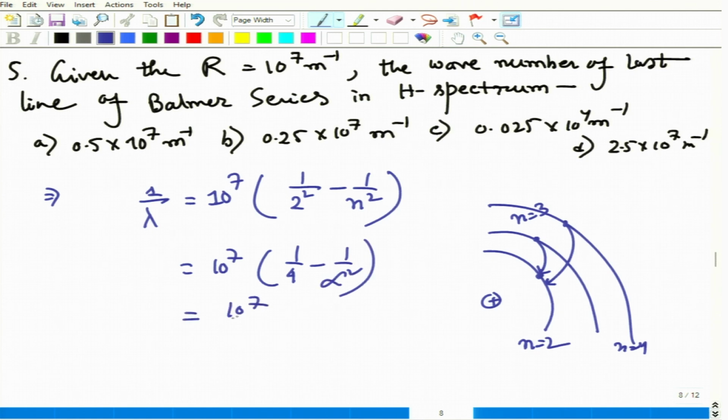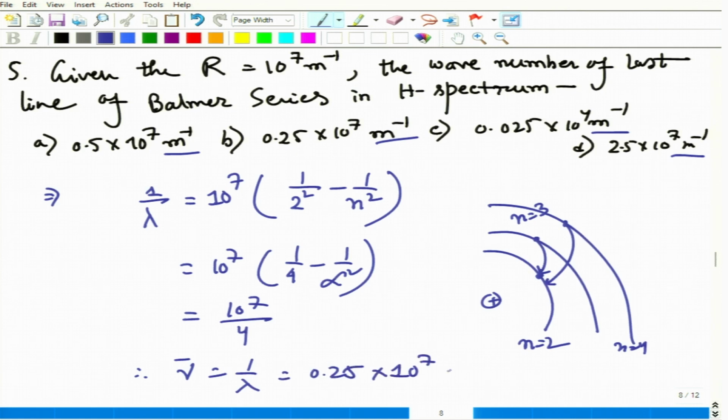So it is actually just like this. Okay, no, they want to know in meter inverse. That means it's the wave number, that is ν bar, it's 1/λ, which is just 0.25 into 10⁷ meter inverse. So the correct option is this one, B.